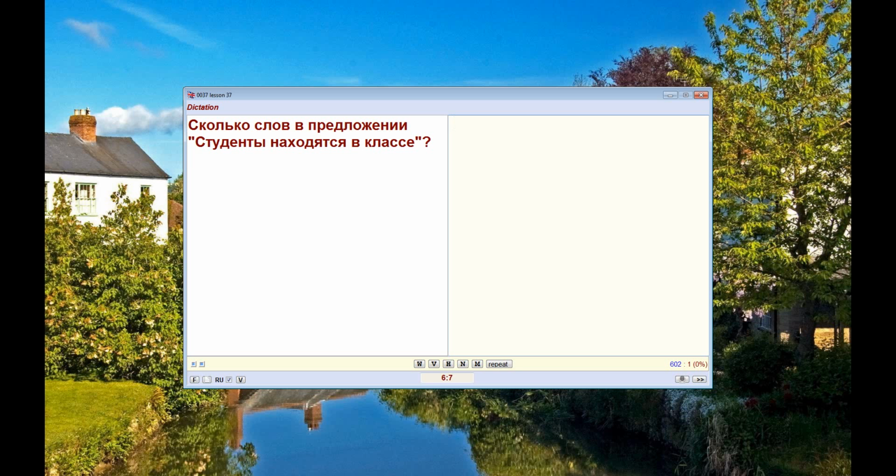How many words are there in the sentence? The students are in the classroom.